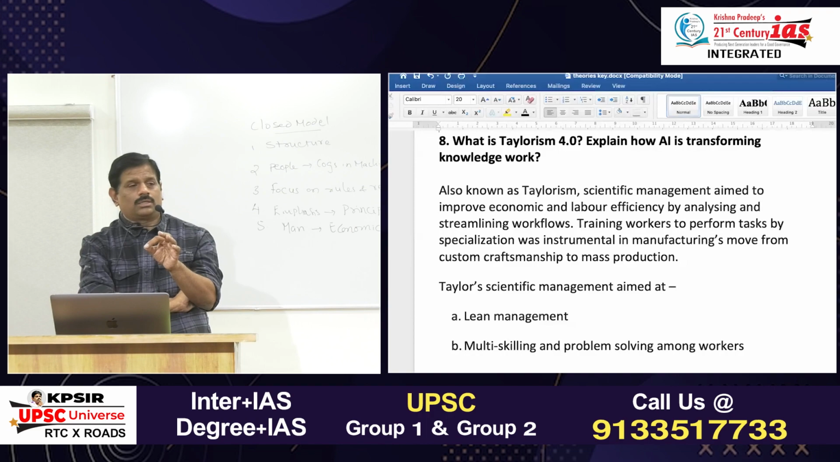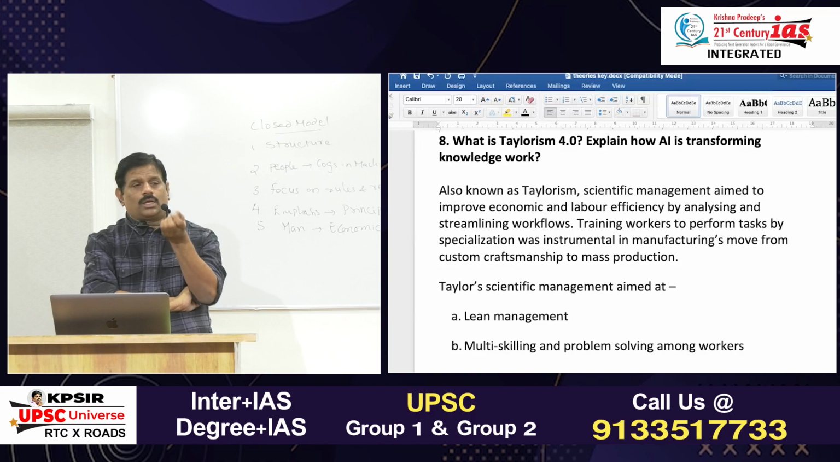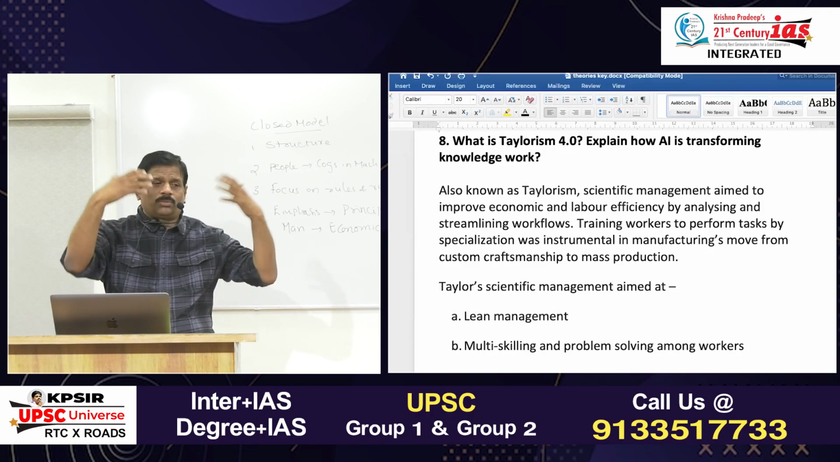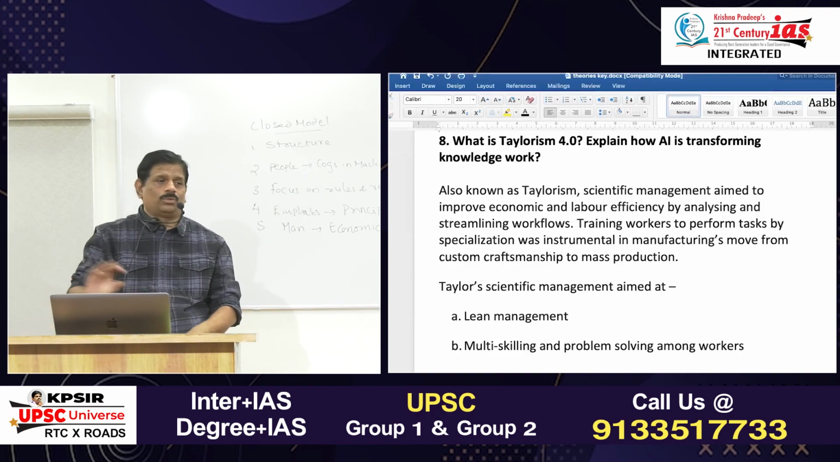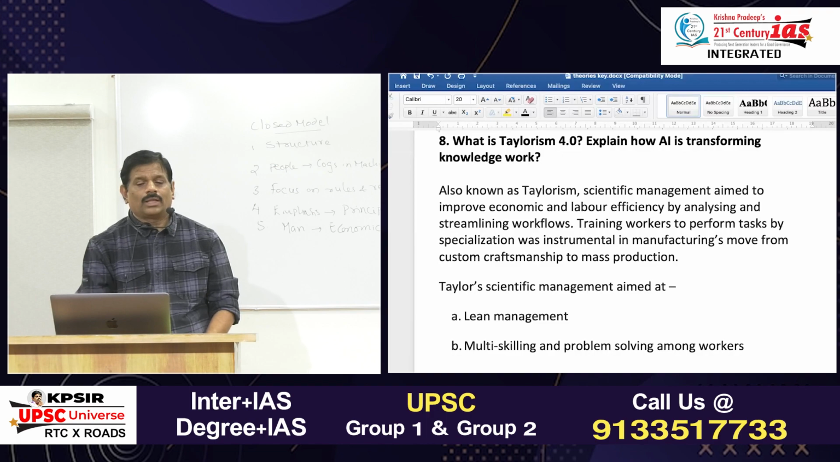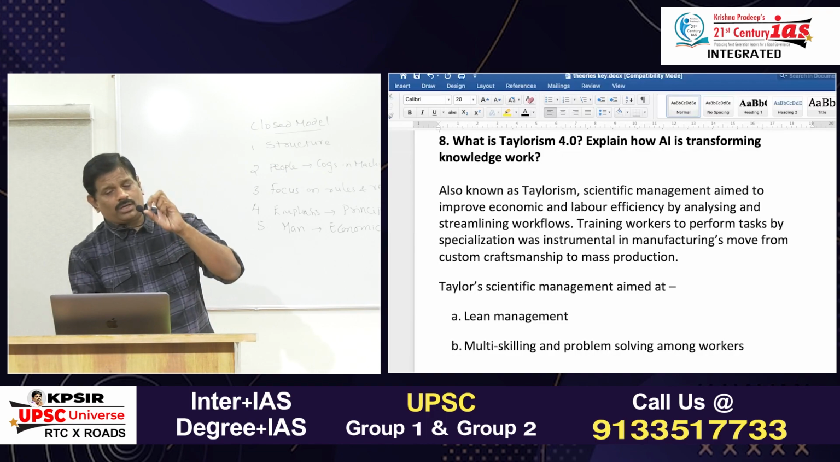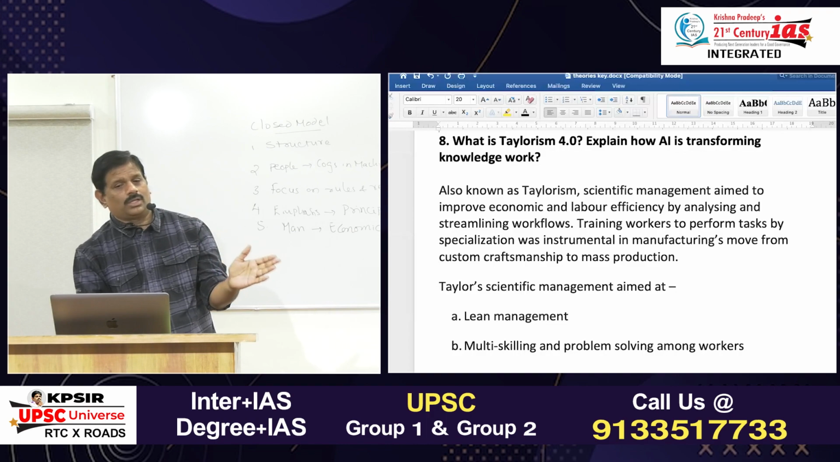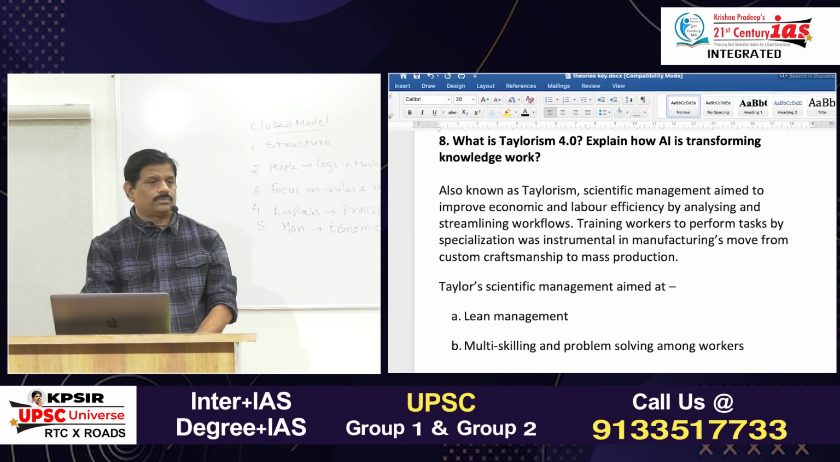Particularly the knowledge society has become popular after 2005, proposed by Peter Drucker, who is known as the management guru. Then artificial intelligence is becoming popular after the 2010s. So the ideas were proposed in the 1950s and 60s only. And the application of this artificial intelligence to scientific management is Taylorism 4.0.